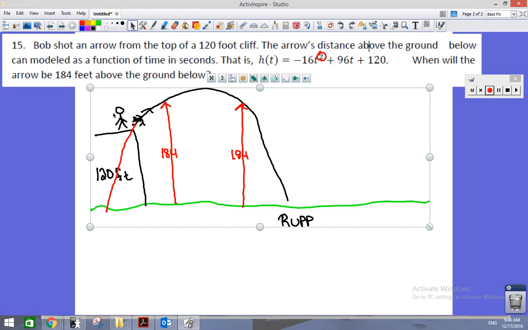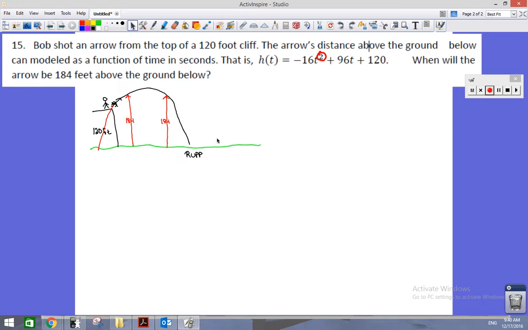So as soon as you understand what the problem is stating, it's fairly easy, because the 184 feet is the height, and that's the left-hand side of the equation, and now you just have a quadratic formula to solve. You've got 184 equals negative 16t squared plus 96t plus 120. For any quadratic, whether you're going to try to complete the square, use the quadratic formula, or factor, you want to get it in standard form. So I want to subtract 184 from each side.